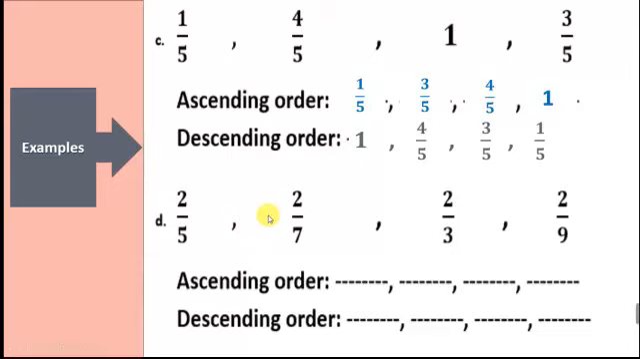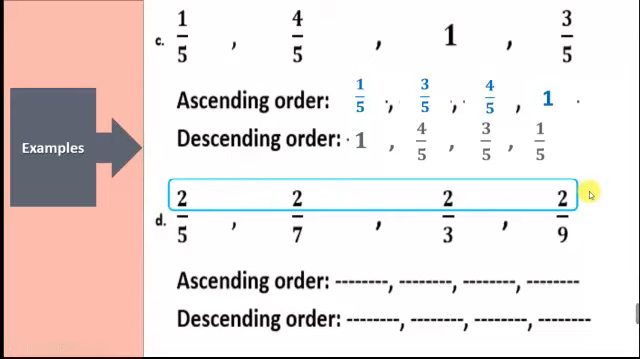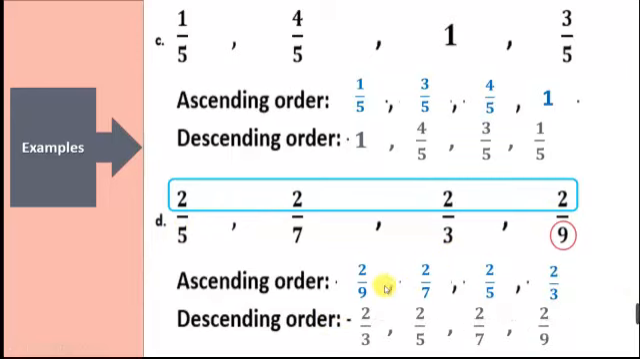I have 2 fifths, 2 sevenths, 2 thirds, and 2 ninths. Here we don't have a common denominator, but we have a common numerator. When we have a common numerator, we think the opposite way. The biggest number in the denominator will be the smaller, and I will write it first: 2 over 9, then 2 over 7, then 2 over 5, and then 2 over 3. Descending order, do the opposite: 2 over 3, 2 over 5, 2 over 7, and 2 over 9.